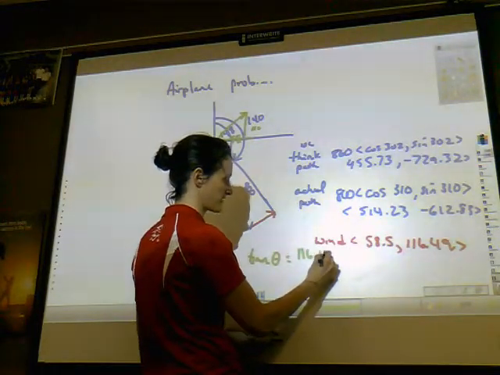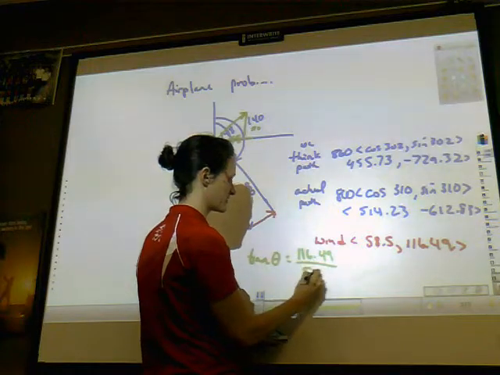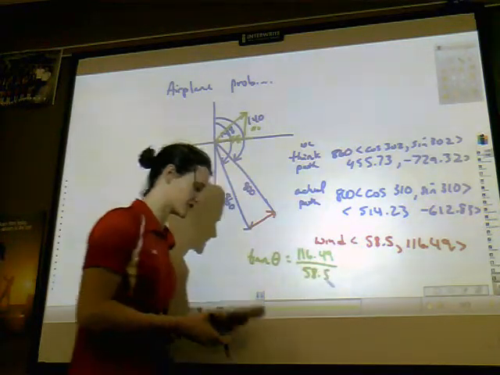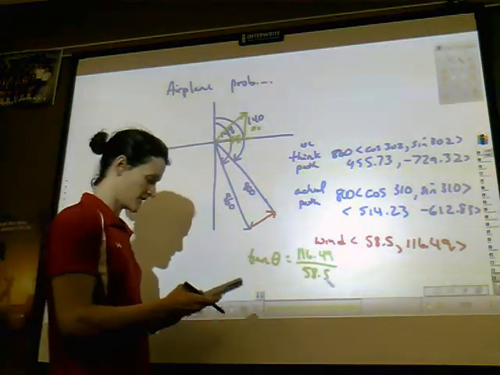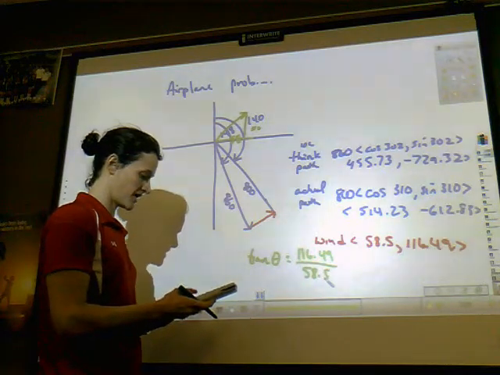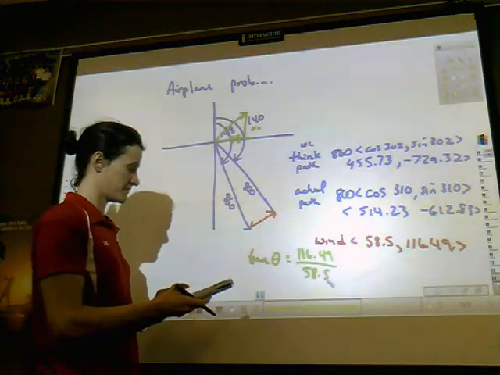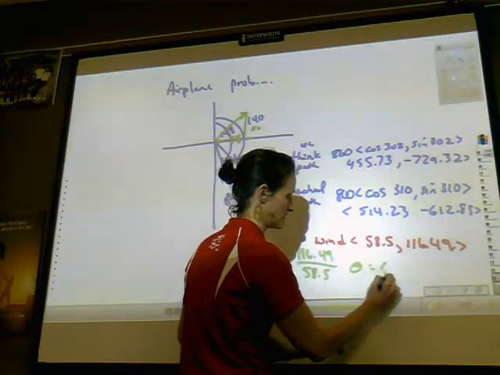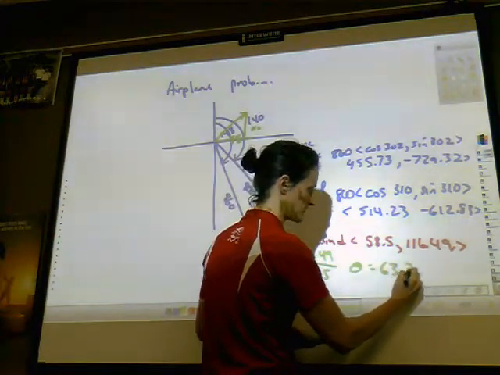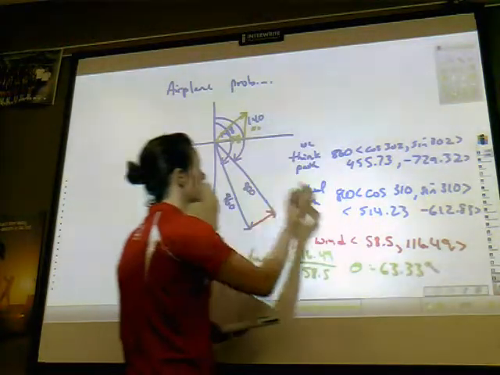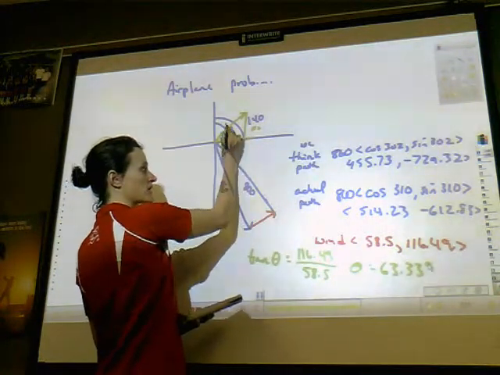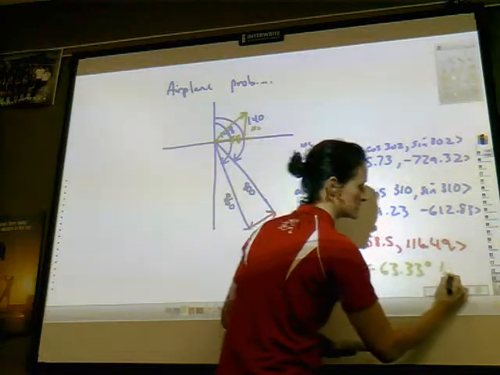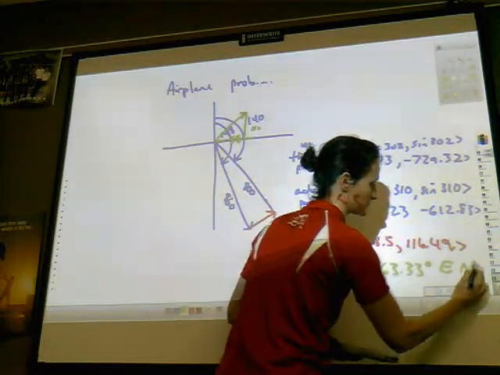Now I wrote it as a regular tangent problem. I could have written it as a tan inverse problem, but we're going to use the inverse tan to find the angle. 116.49 divided by 58.5 gives me an angle of 63.33 degrees, but if we look at this diagram, we're coming from the east towards the north.